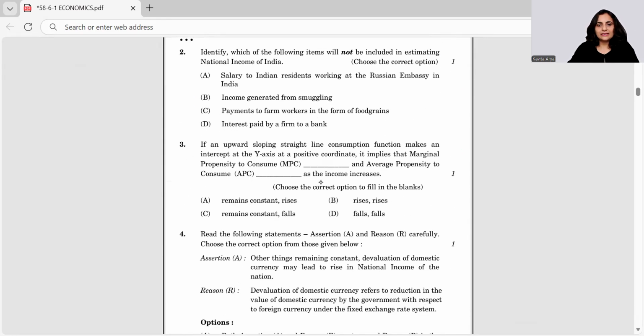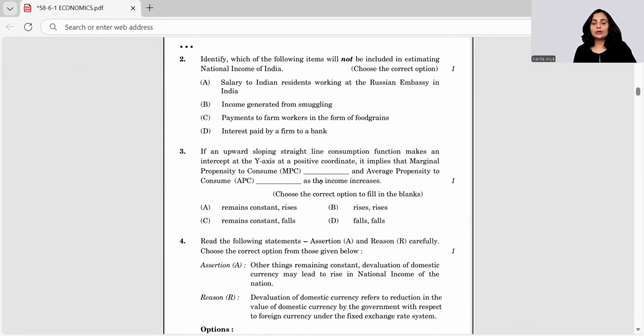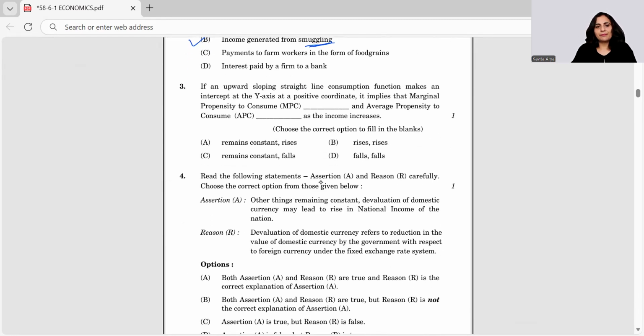The second question is, identify which of the following will not be included in national income. Salary to Indian residents working at Russian embassy in India, included. Income from smuggling. Clearly, this is my answer because smuggling means a negative activity which is not in the ambit of national income. Still, let's read the following options. Payments to farm workers in the form of food grains, correct, added. Interest paid by a firm to a bank, added. So this smuggling income will not be added.